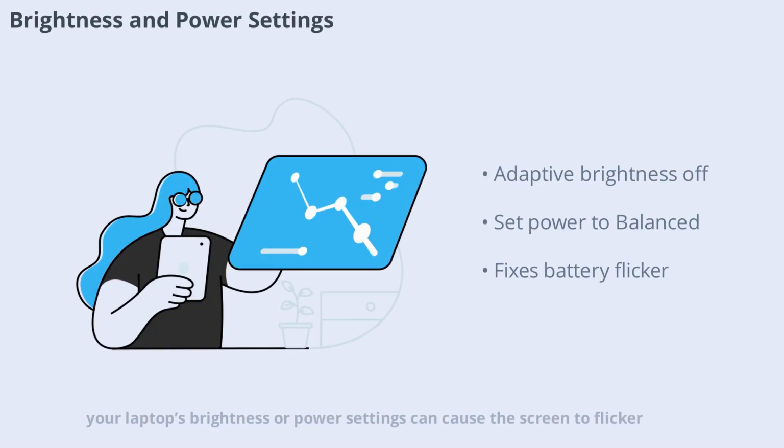Sometimes, your laptop's brightness or power settings can cause the screen to flicker. Features like adaptive brightness or power-saving modes may automatically adjust the display, leading to unexpected changes in brightness or even flickering. Disabling these features and setting your power mode to balanced can often resolve the issue, especially if the flicker only happens when the laptop is on battery power.